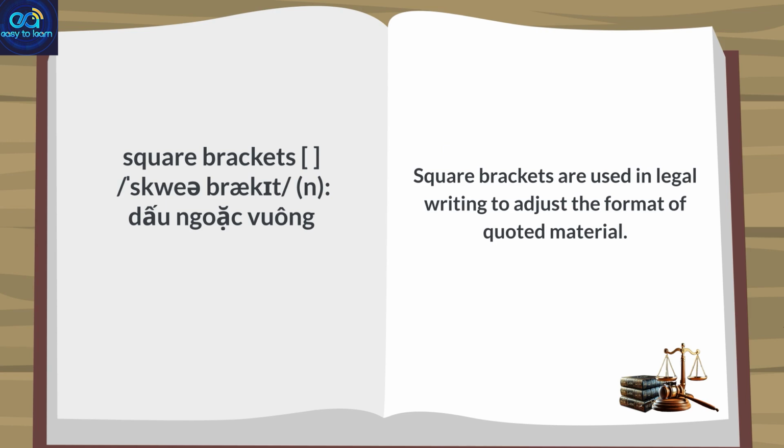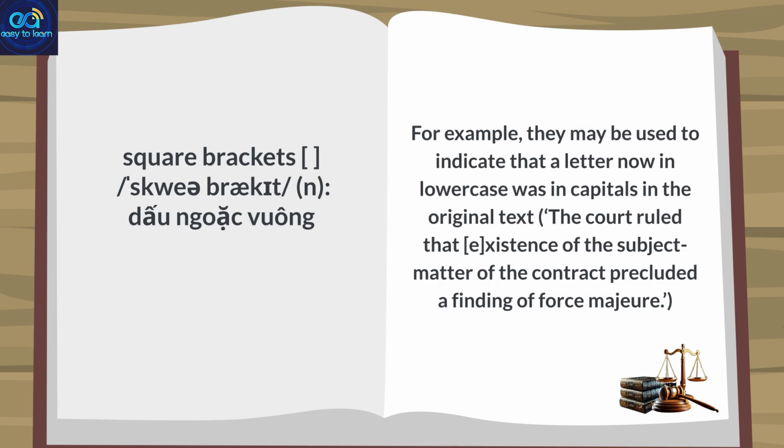Square brackets are used in legal writing to adjust the format of quoted material. For example, they may be used to indicate that a letter now in lowercase was in capitals in the original text. The court ruled that [the] existence of the subject matter of the contract precluded a finding of force majeure.